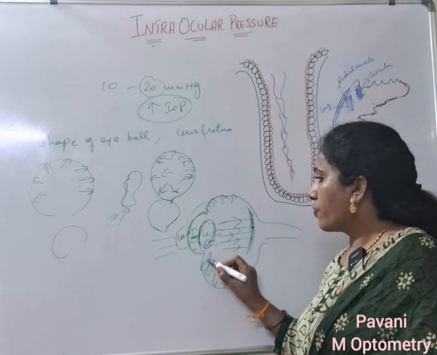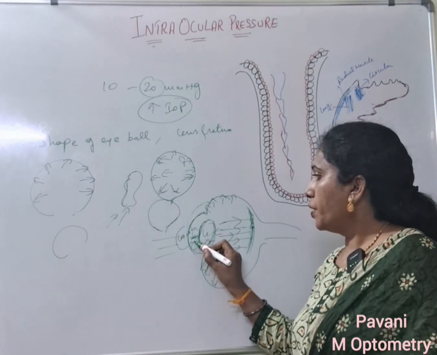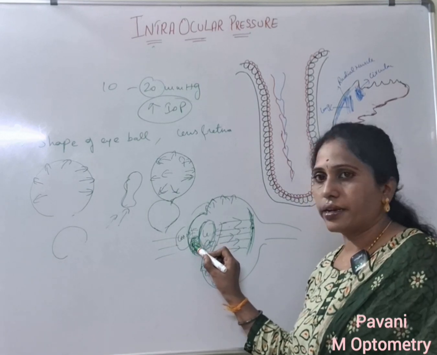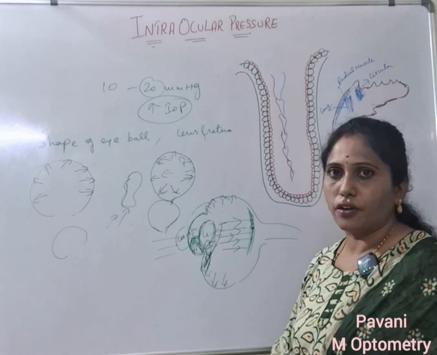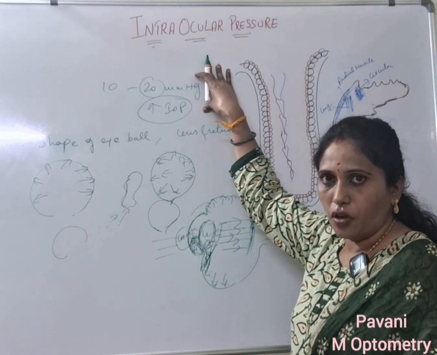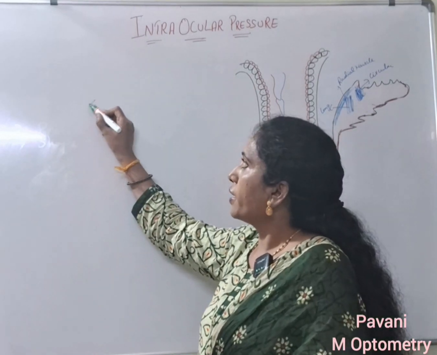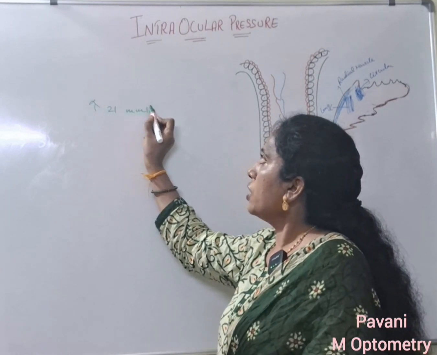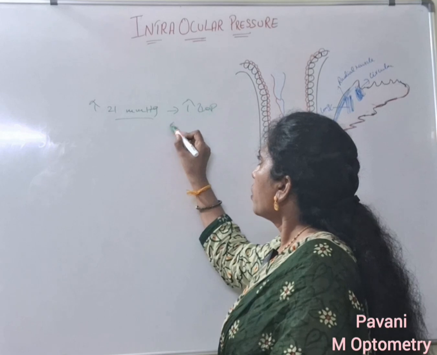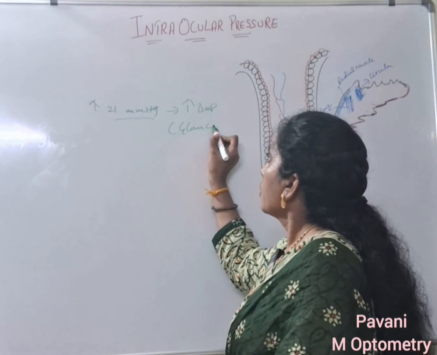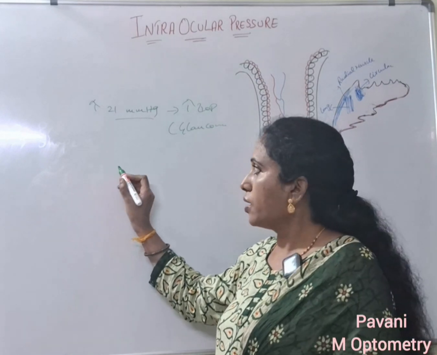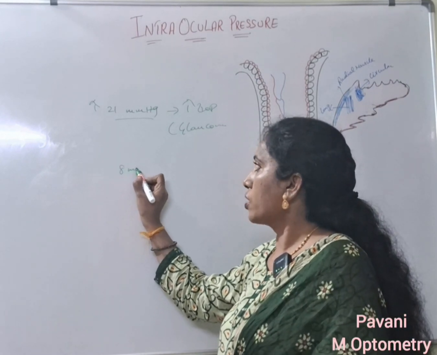So whatever aqueous humor is produced should be drained out. Based on the pressure at which the aqueous humor is circulated inside the eye, you get the intraocular pressure. The normal intraocular pressure is between 10 to 20 mm of Hg. If the pressure is greater than 20 or 21 mm of Hg, we call it higher intraocular pressure, which leads to glaucoma. In some cases, the intraocular pressure may decrease, that means it may go below 8 mm of Hg.